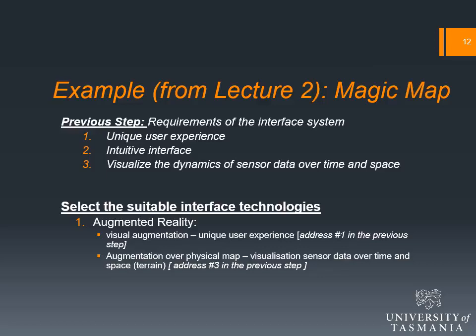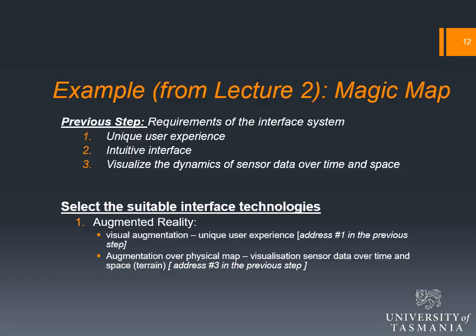So this is just an example. We use augmented reality. Remember this part of the technology selection: sometimes it doesn't have one single solution. It would be important for you to recognize the strengths of the technology you select and what it is for, to address the requirements you set up in the previous step.